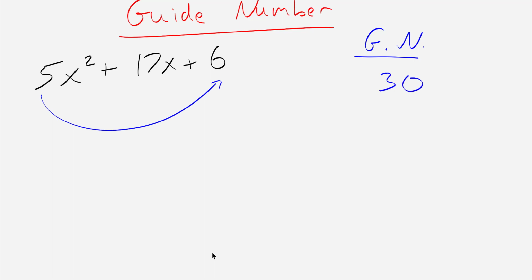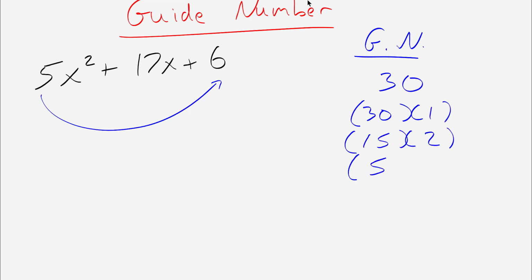Now, we have to figure out how to split 30 up in order to get 17 as the result when you add the factors. So in other words, what are my factors of 30? Well, we could have 30 by 1. We could have 15 by 2. We could have 5 by 6. Now, which one of these three sets of factors can we combine to create 17? Well, clearly 15 and 2 we can combine to create 17.